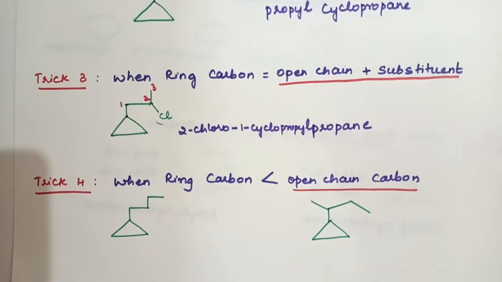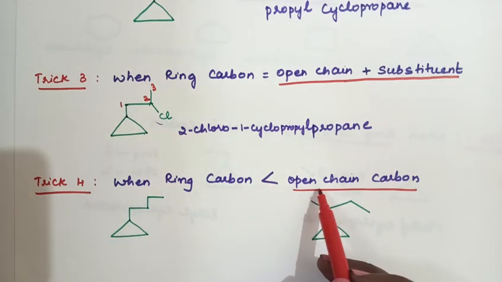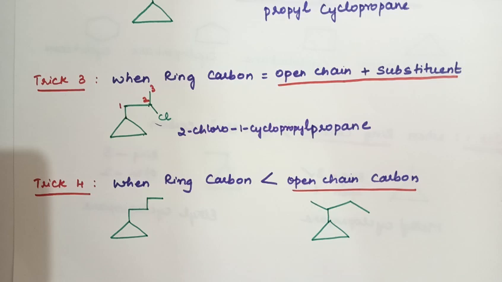So next we will go for the fourth trick. When ring carbon is lesser than open chain carbon. So open chain carbon atoms will be more. See here 1, 2, 3. So in the ring there are only 3 carbon atoms. Open chain 1, 2, 3, 4. So in the open chain there are 4 carbon atoms.